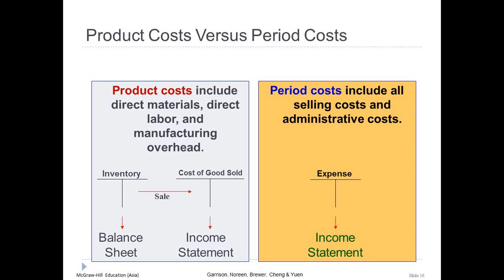Period costs include all selling costs and administrative costs. These costs are expensed on the income statement in the period incurred. All selling and administrative costs are typically considered to be period costs. The usual rules of accrual accounting apply to period costs. So, for example, administrative salary costs are incurred when they are earned by the employees and not necessarily when they are paid to the employees.